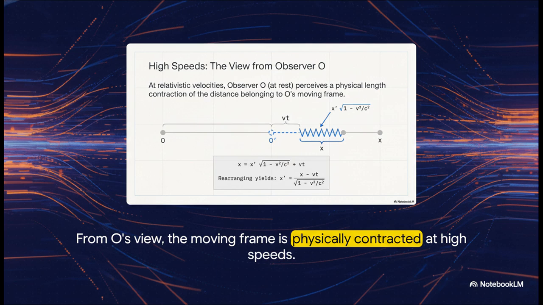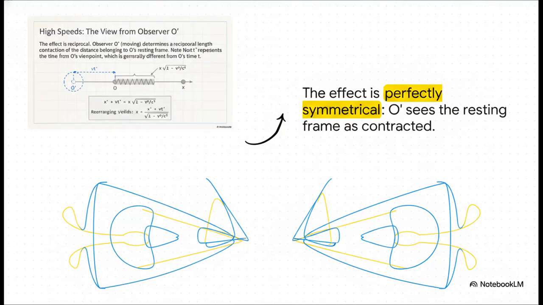Our resting observer, O, actually sees the ruler in the moving frame as being physically shorter. This direct observation, based on our starting point of length contraction, gives us our very first relativistic equation for the space coordinate. And here's where it gets really clever. Illustrating a core idea of relativity, this whole effect is perfectly symmetrical. From the moving observer's point of view, it's the resting frame that looks like it's squished. This observation gives us our second symmetrical equation for space.